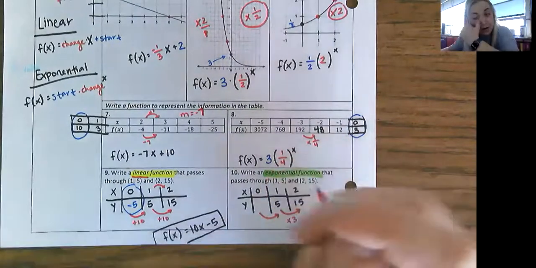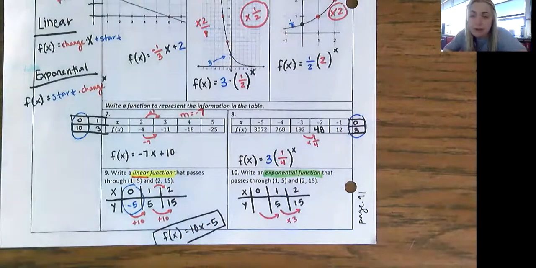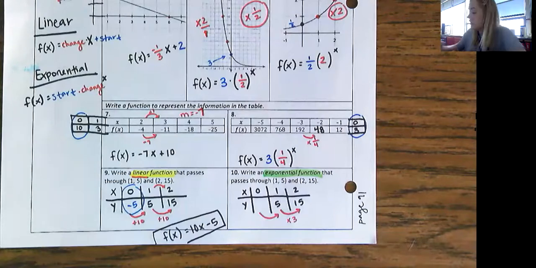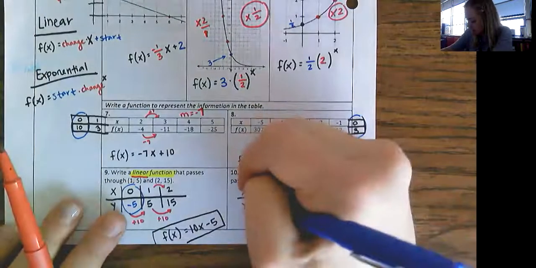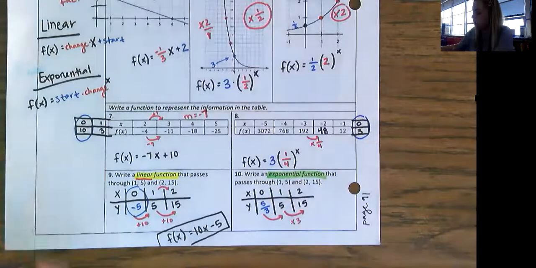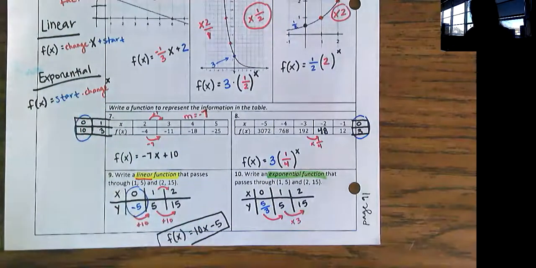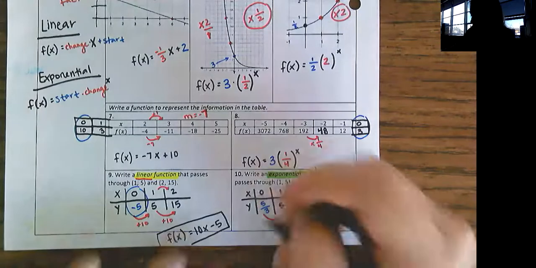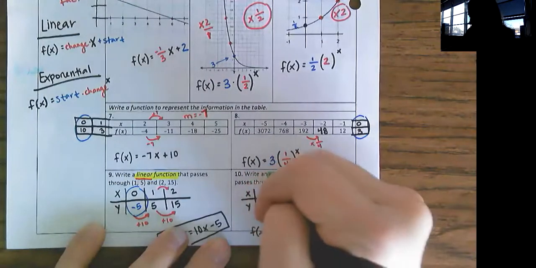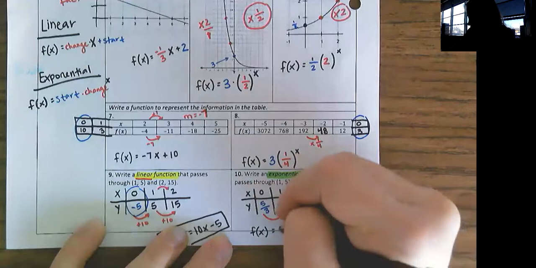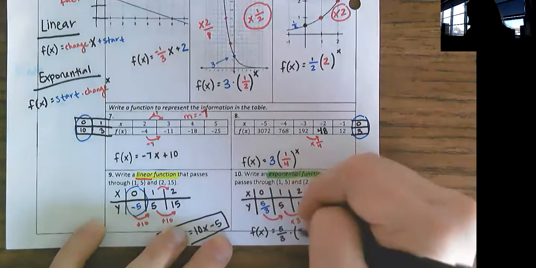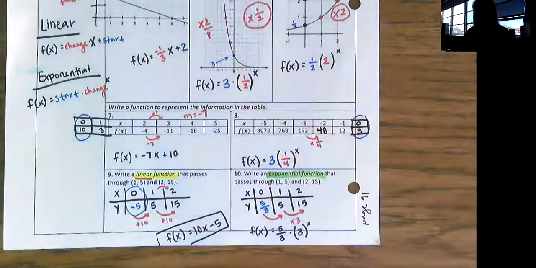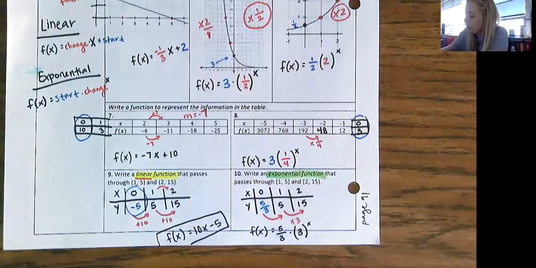Now, this is the tough part. What number can I put there that when I multiply by 3, I get 5? Try doing 5 divided by 3. You get a repeating decimal, but just keep it as a fraction. You have 5/3. So my exponential equation, f of x equals the start, which is 5/3, times the change, which is 3, to the power of x. Wonderful.